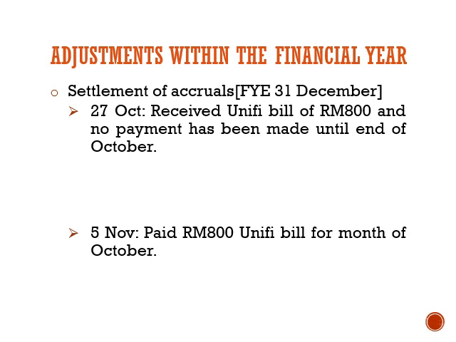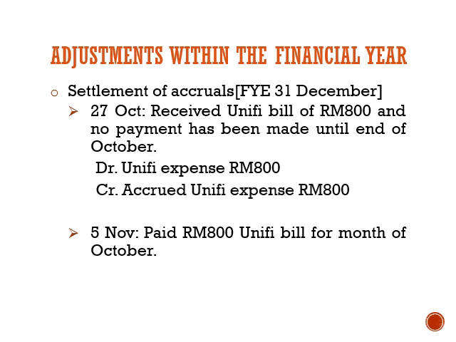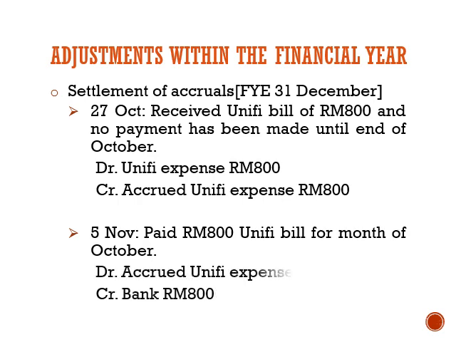Now say on the 27th of October, the entity received a unified bill and no payment has been made for that bill till the end of October. It recognizes the expense by debiting the unified expense account and recognizes the accrued expense by crediting the accrued unified expense account. On 5th of November, when the payment for the bill is made, it recognizes the payment by crediting bank and debiting the accrued expense account to eliminate the accrual. Again, the accrual has been adjusted before the end of the year.